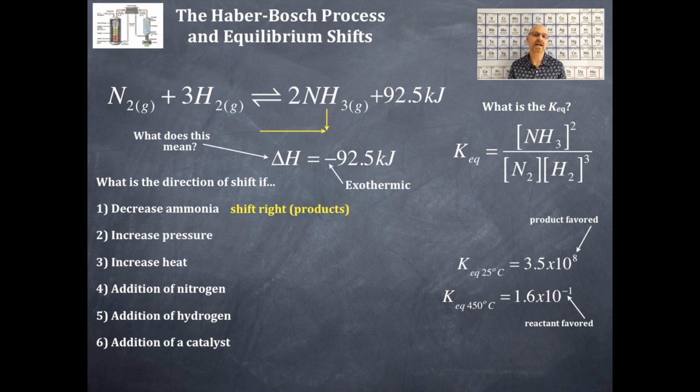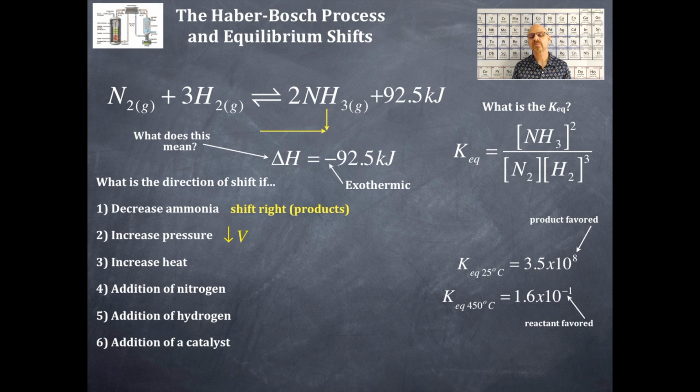Now, in the diagram that I showed you at the very beginning, what did Mr. Haber and Bosch do? They decreased the ammonia concentration by removing it, by condensing it from the gaseous state to the liquid state. So they effectively removed it, and that shifted the reaction towards products, and they're trying to make more products.